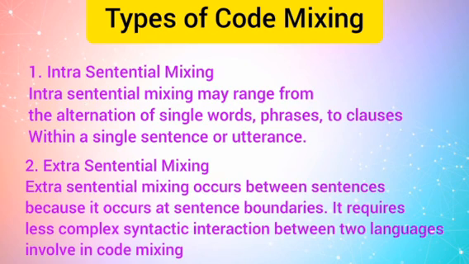The first one is intrasentential mixing. Intrasentential mixing may range from the alternation of single words, phrase, to clauses within a single sentence or utterance. The second one is extrasentential mixing. Extrasentential mixing occurs between sentences because it occurs at sentence boundaries. It requires less complex syntactic interaction between two languages involved in code mixing.